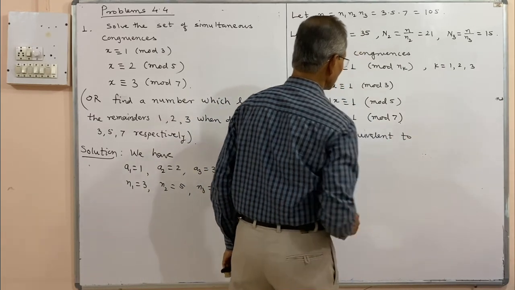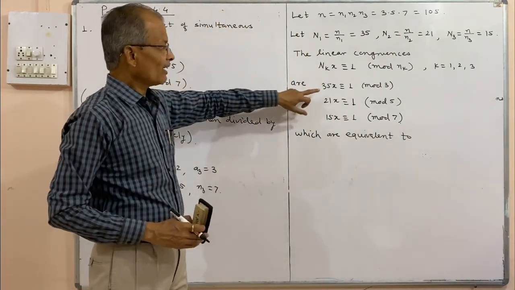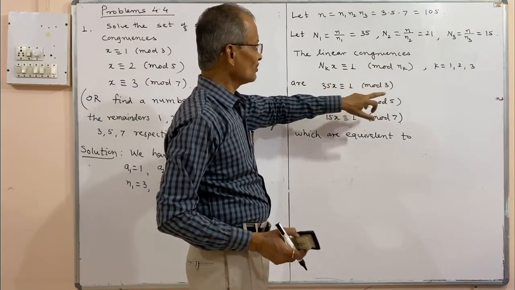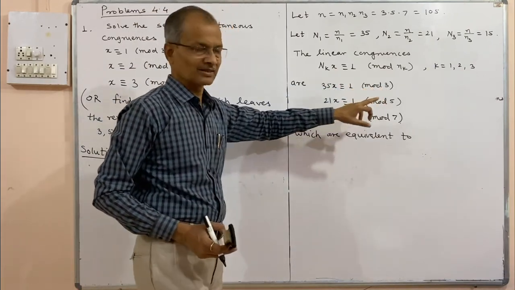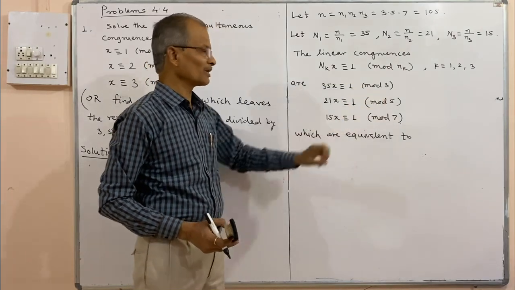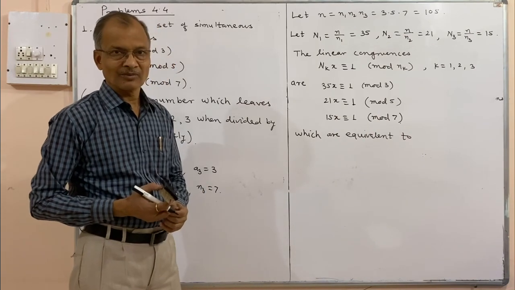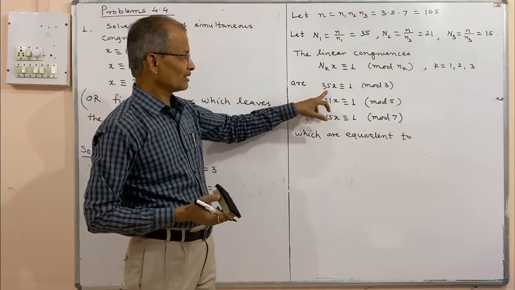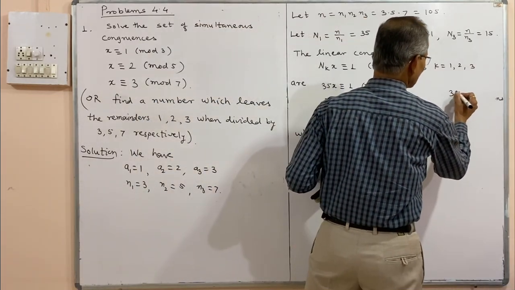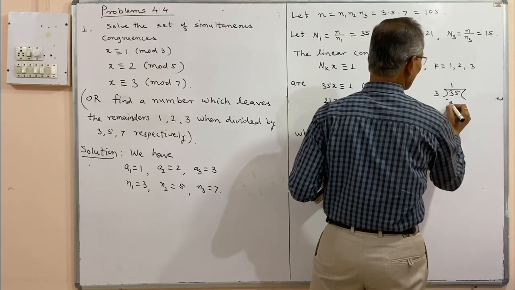We shall reduce this, or you may solve this directly. Now, how to reduce the number 35? 35 is congruent to which number modulo 3? That we can see. When 35 is divided by 3, what is the remainder? You may see 2 is the remainder, because 33 is divisible by 3, or you may easily check.